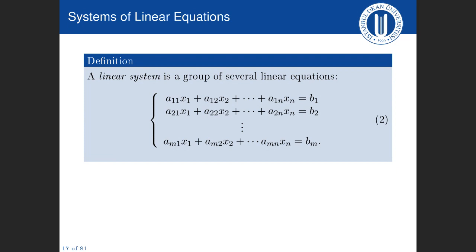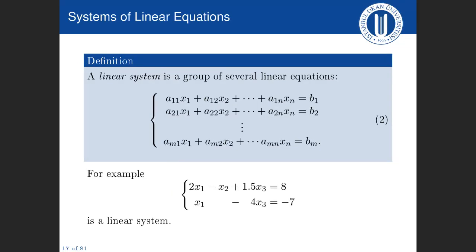Here I have M equations. The first one is a number a11, x1, plus a number a12, x2, etc. And then the second one is a number a21, x1, plus some number a22, multiplied by the variable x2, plus etc. And the last one, and that's the mth equation, is a number am1, x1, plus some number am2, variable x2, plus dot, dot, dot. For example, 2x1 minus x2 plus 1.5x3 is equal to 8, and x1 minus 4x3 is equal to minus 7 is a linear system.